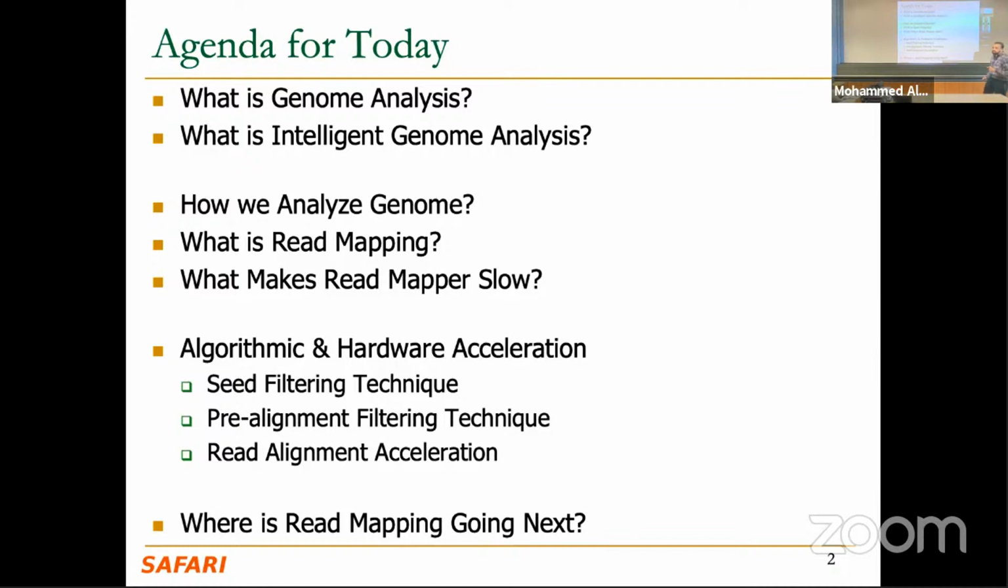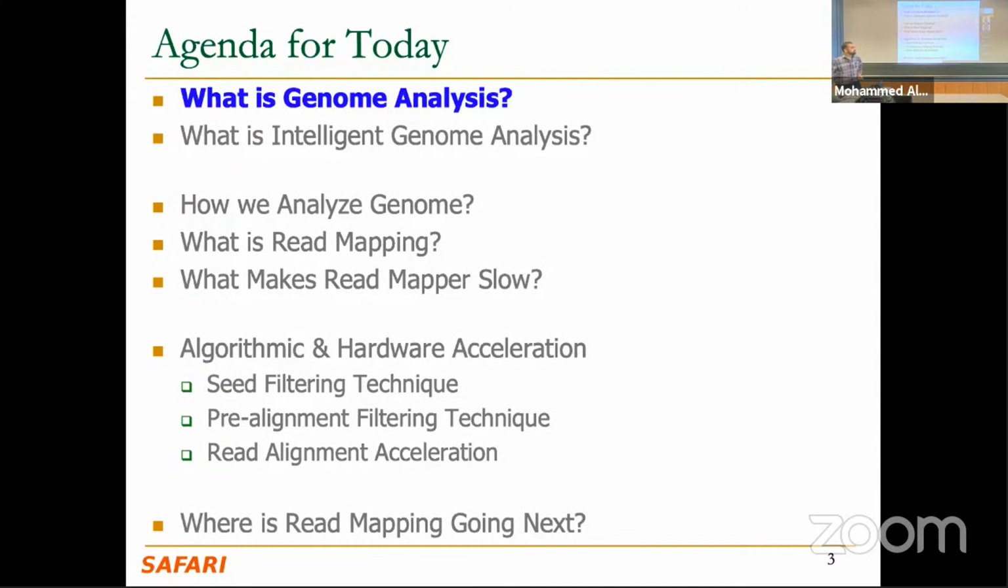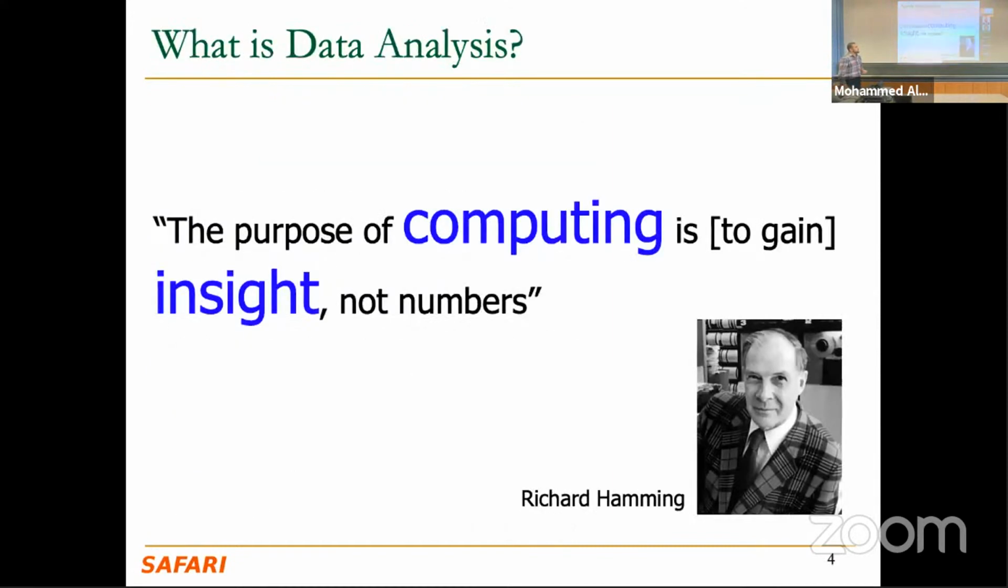And then I will tell you the reason why we have this read mapping step as a bottleneck in the genome analysis pipeline, and then how we can solve all these bottlenecks, how we can accelerate it and make it more efficient. And then I will show you step by step the things we propose in our group, SAFARI Research Group at ETH Zurich. And towards the end, I will give you our vision about where read mapping is going next. Let's start with genome analysis.